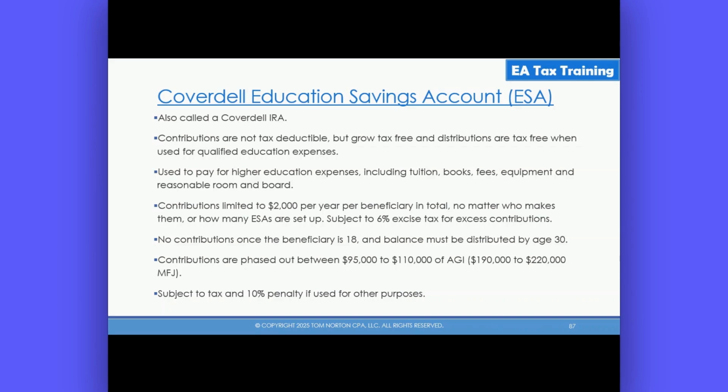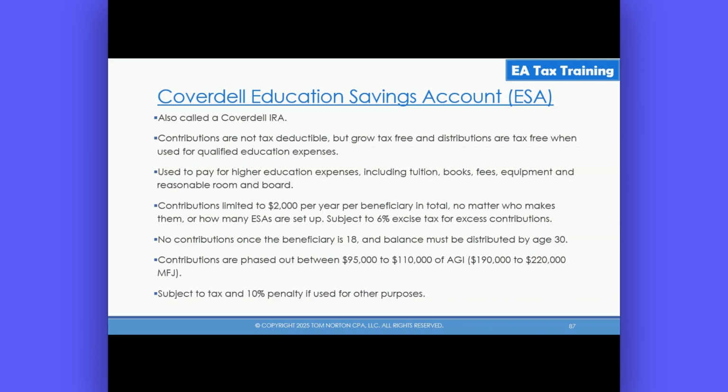You may set up this account and you let the grandparents know about it, and the aunts and uncles, and various people may decide to make contributions to this account. So it could be that you get over $2,000 accidentally. So if you do that, you're going to have to pay a 6% excise tax on the excess. So you want to get that money out of there as soon as you can, as soon as you realize that the mistake has been made.